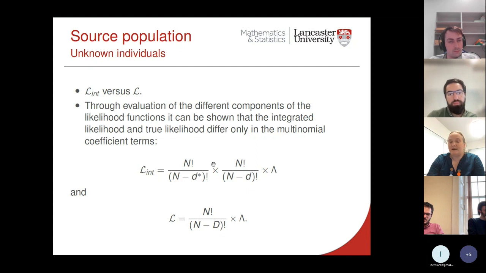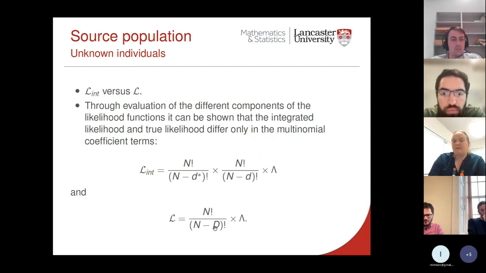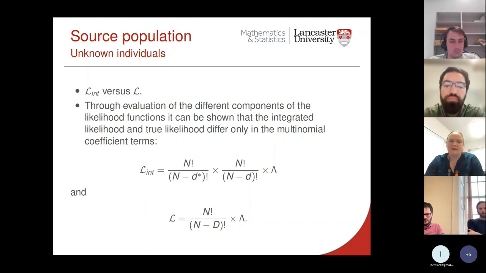So in the integrated approach, we have these two terms in terms of D star and d. In the truth, we have just N factorial over N minus D factorial. And if you remember, that capital D corresponds to the total number of observed individuals. And that's the detail that we're missing when we don't have that information of which individuals were removed.